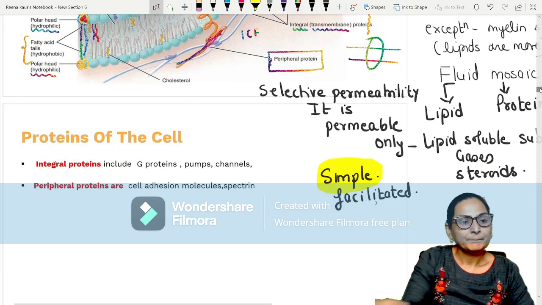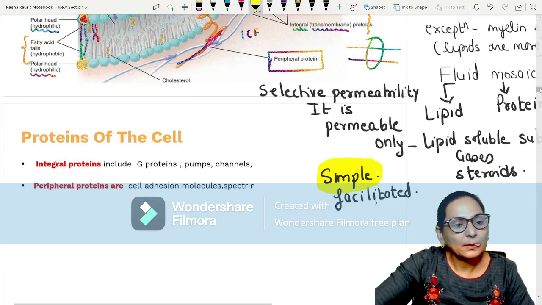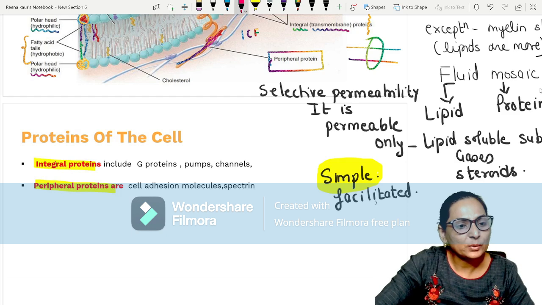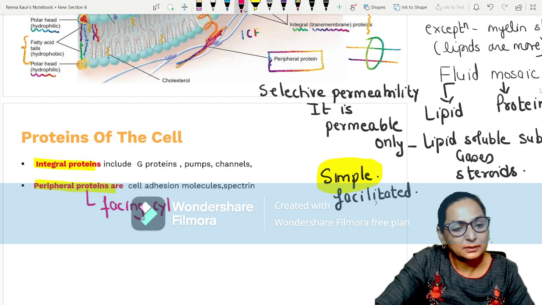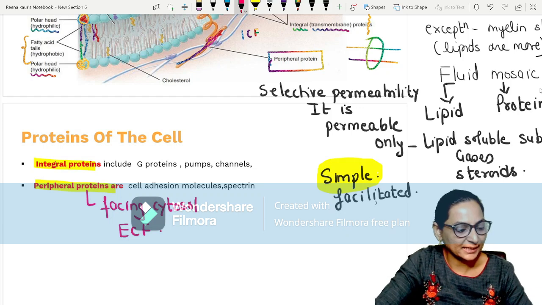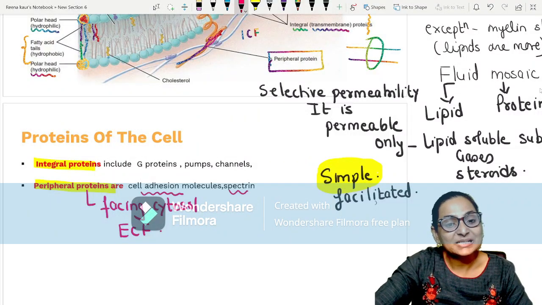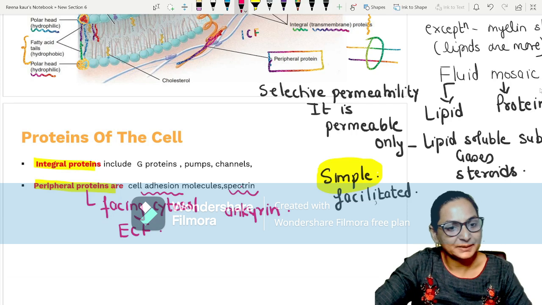Now, the proteins are of two types. As we saw, they could be peripheral proteins and integral proteins. The peripheral proteins can be either facing inside, that is the cytosol, or facing outside towards the ECF. These will be the cell adhesion molecules, spectrin, ankyrin. Spectrin and ankyrin are present in RBC.